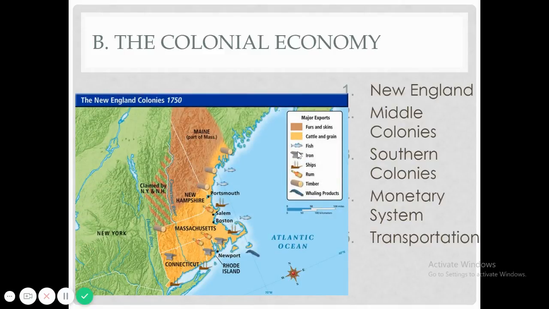So let's start with the New England colonies. So in New England, you got rocky soils, you got long winters, and so that's not going to be great for big-time farming. So a lot of the farming in New England was limited to subsistence levels.